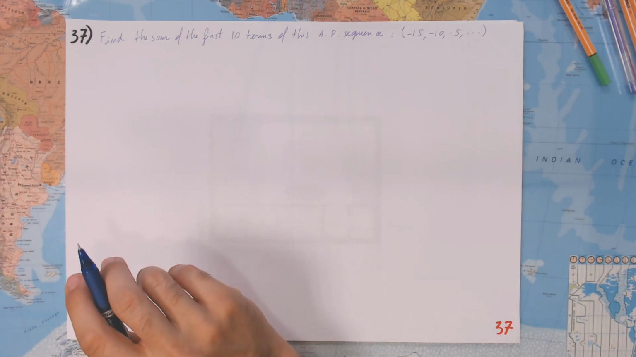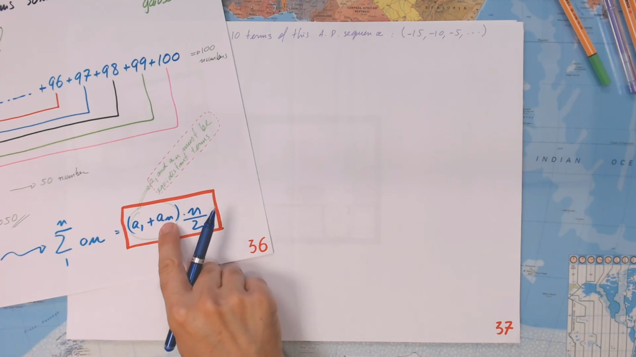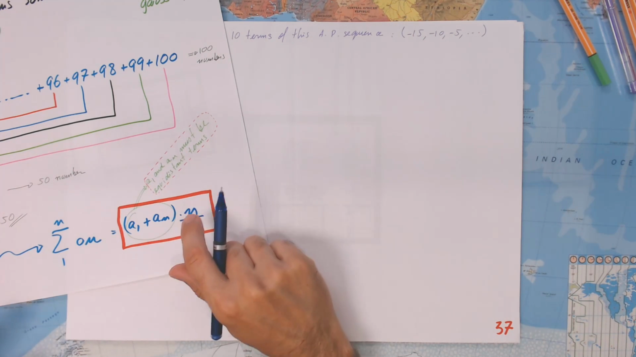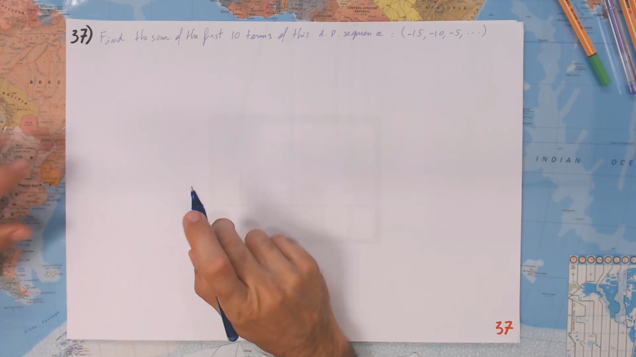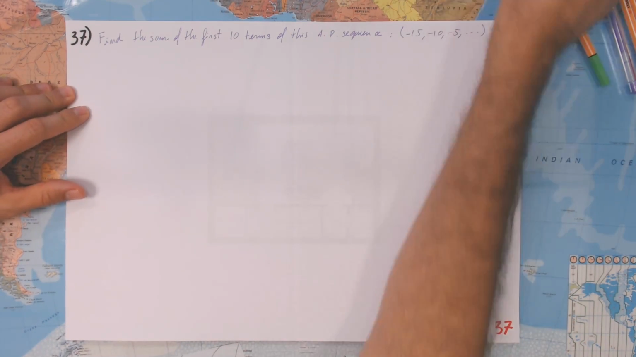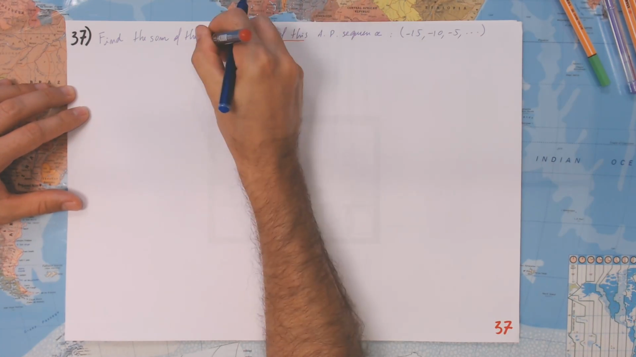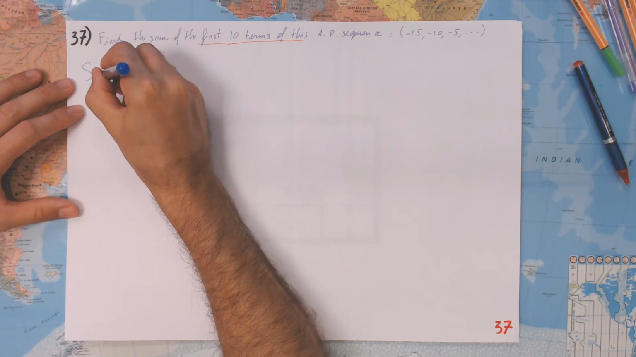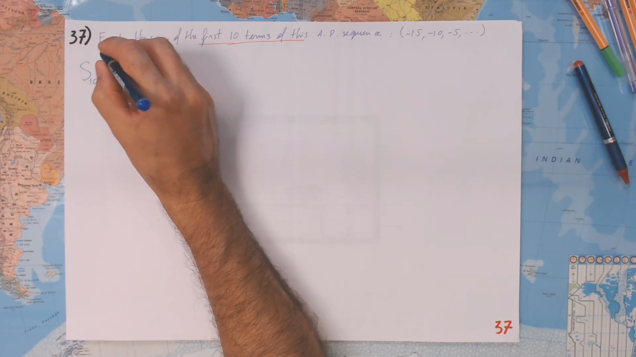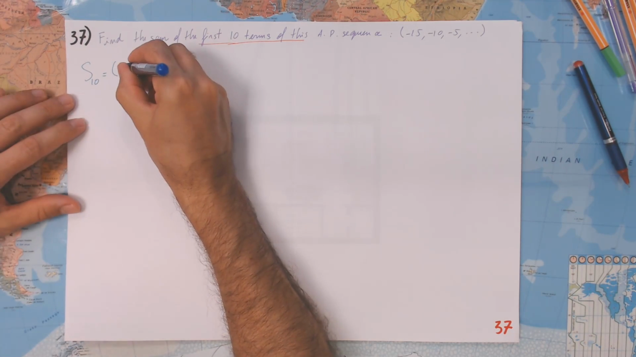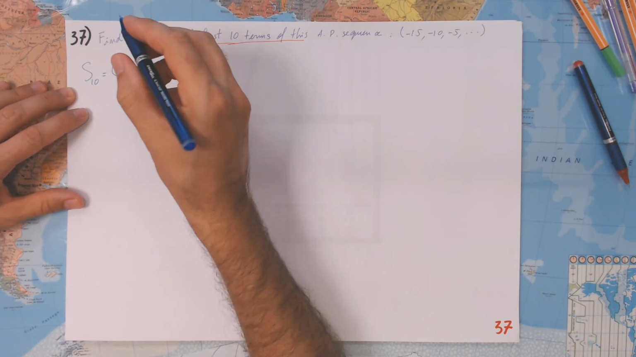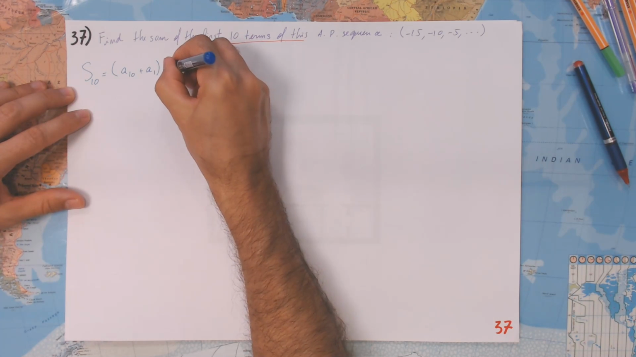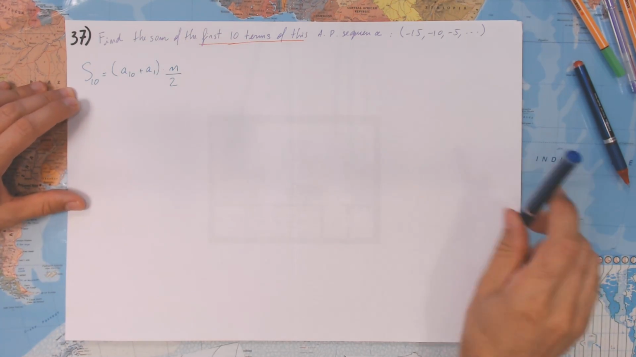Okay, so let's get back in here. We're going to use that equation: first and last times the number involved on those terms, how many terms we are summing up, divided by 2. Now, we are interested in summing up the first 10 terms. So it's going to be the summation of the 10 first terms, and this is going to be a10, right? It is the 10th term plus the first one, multiplied by n, which in this case is 10, right?